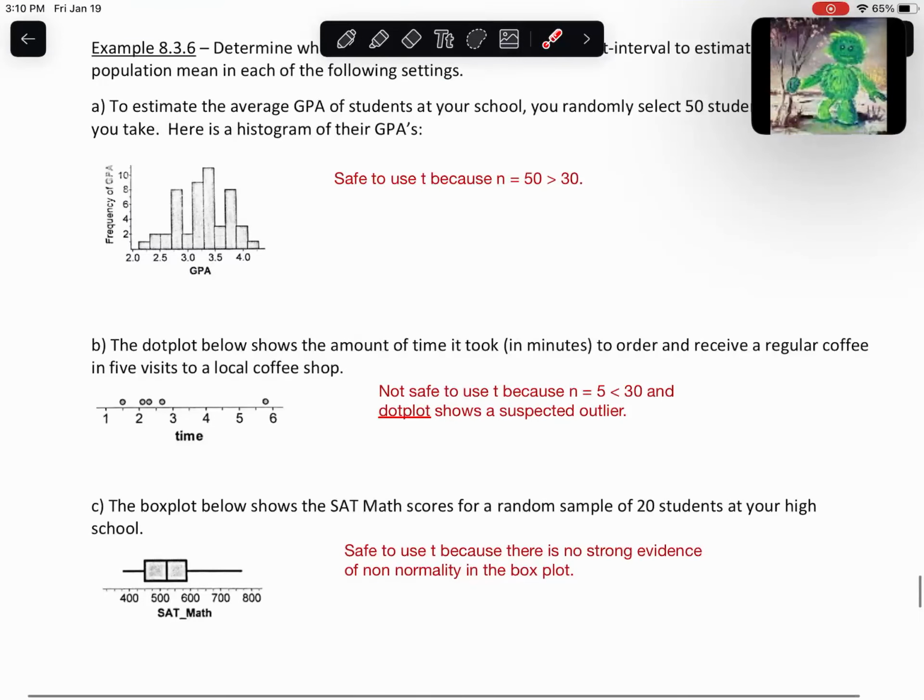Scenario B, dot plot of the amount of time to order a coffee, very small sample size. We don't have information about the original population distribution. We can't claim normality there. And unfortunately, this graph shows a suspected outlier. So this is a situation where it would not be safe to use T. I don't know anything about normality. I don't have a big enough sample size. A preliminary look at the graph suggests some extreme skew. Let's avoid using T. You can't really use a procedure here that we know.